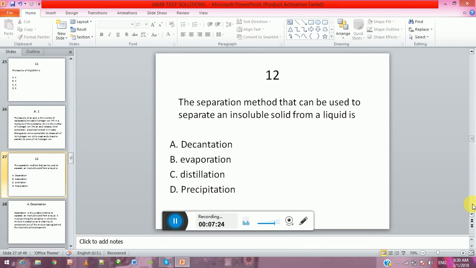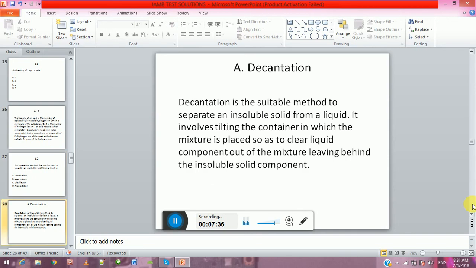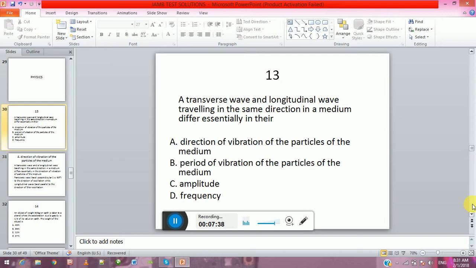A pair of physical quantities consisting of vectors only are. Vectors are those quantities that have magnitude and direction. Speed is a scalar quantity, so it cannot be this. Distance is a scalar quantity, it cannot be this. But displacement and torque are both vector quantities, so C is the answer.